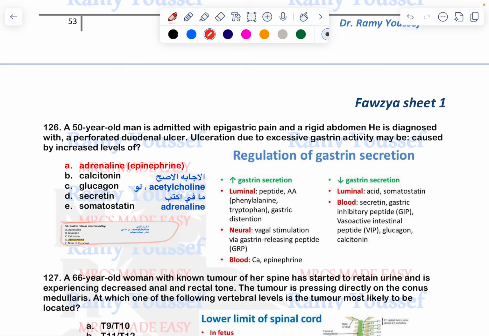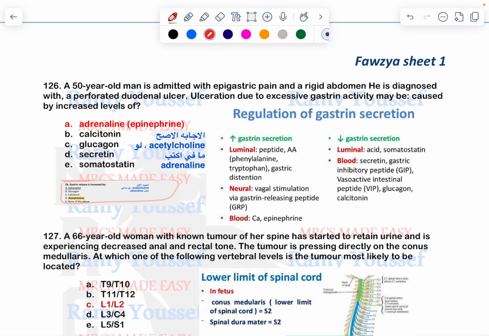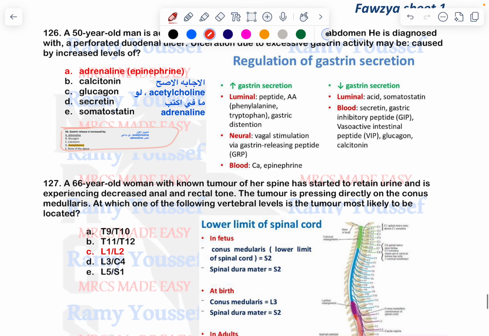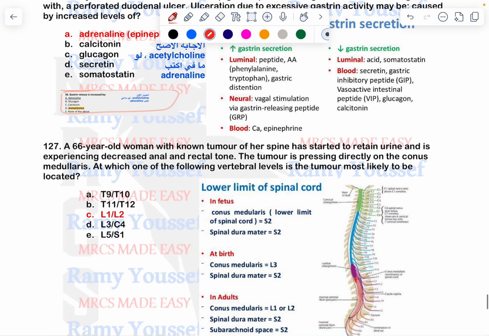A 66-year-old woman with a known tumor of her spine starts to retain urine and experiences decreased rectal tone. The tumor is spreading directly to the conus medullaris. At which vertebral level is the tumor likely to be located? S2, 3, 4 pudendal nerve supplies the external sphincter. So this is the conus medullaris, and everything below that will be involved. The lower limit of the spinal cord is S2 in the fetus, L3 at birth, L1-2 in adults. So the tumor is at the conus medullaris, so L1-2.